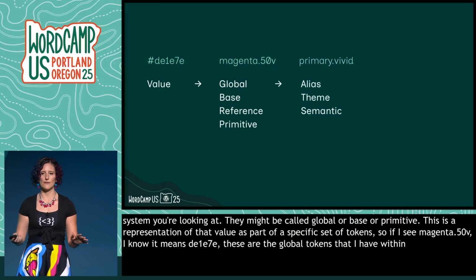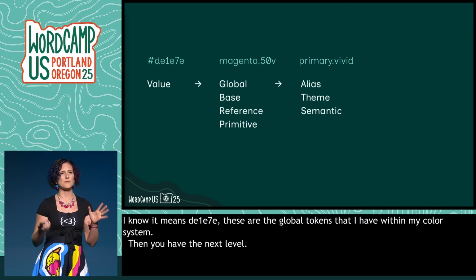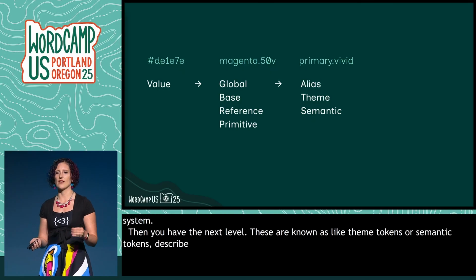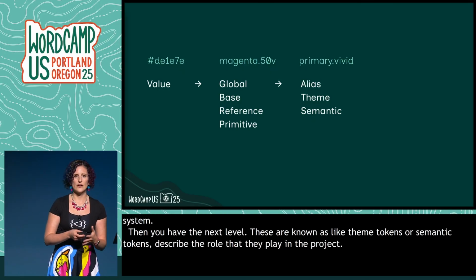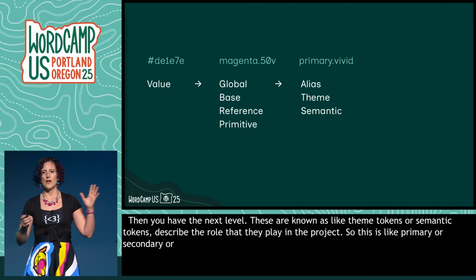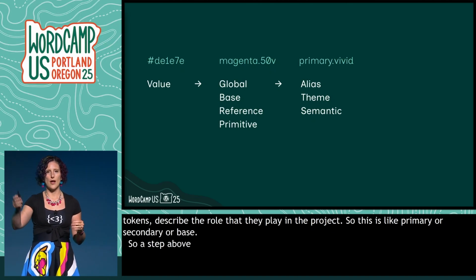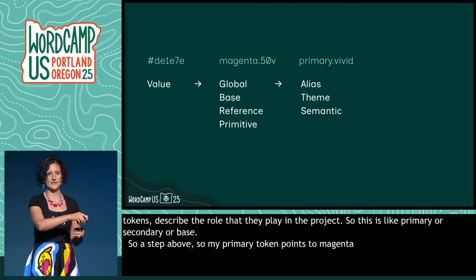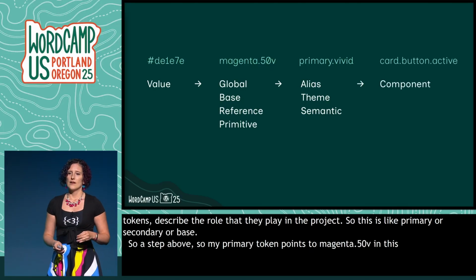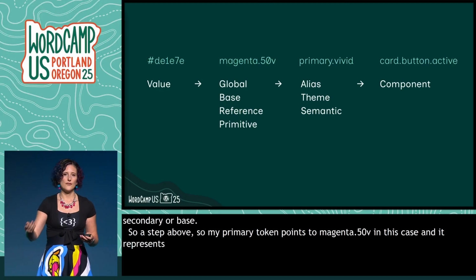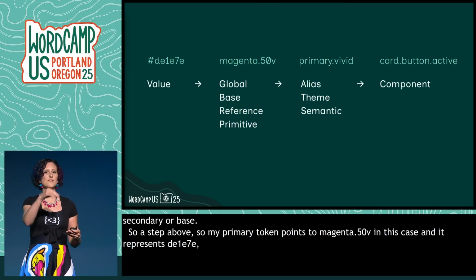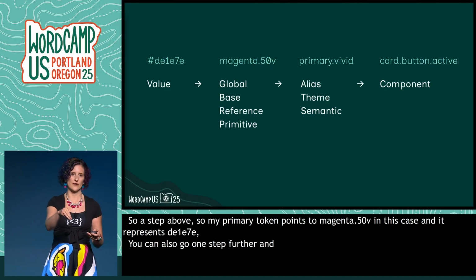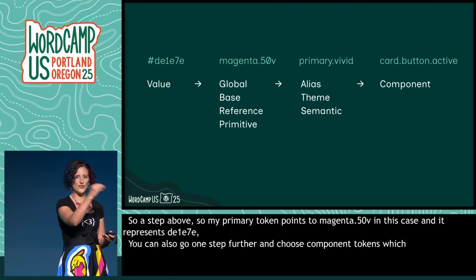Then you have the next level. These are known as theme tokens or semantic tokens, and they describe the role that they play in the project, like primary or secondary or base. So a step above, my primary token points to magenta 50V in this case, and magenta 50V represents DE1E7E. You can also go another step further and do component level tokens, which describe very specific context. So card button active has been assigned primary vivid, which is magenta 50V, which is DE1E7E.